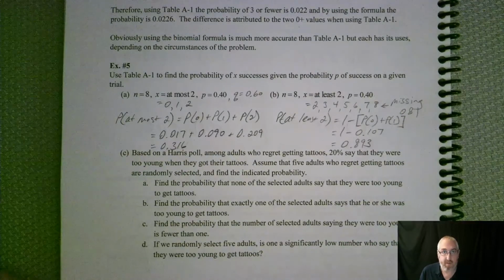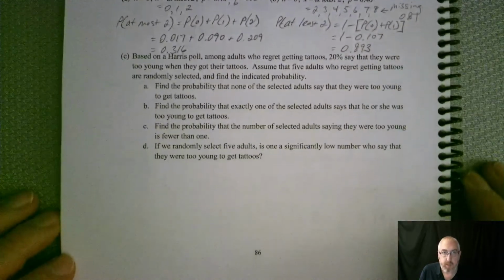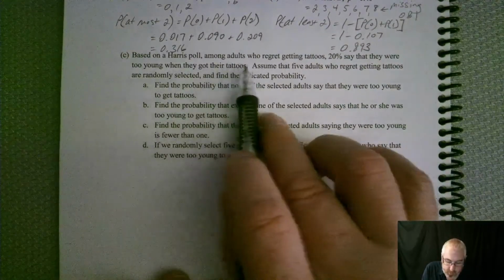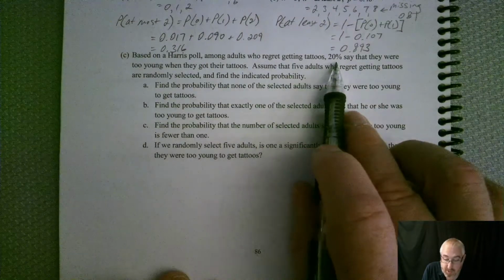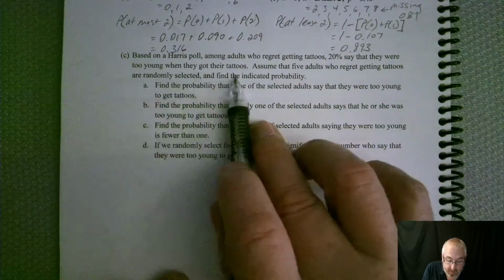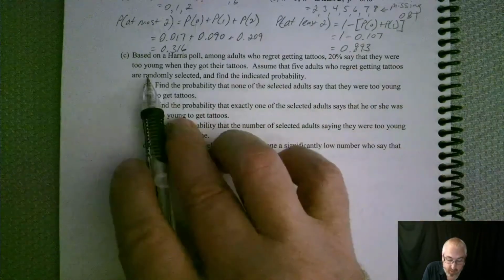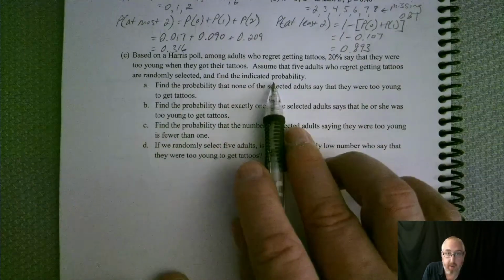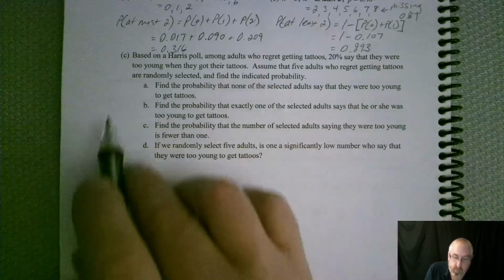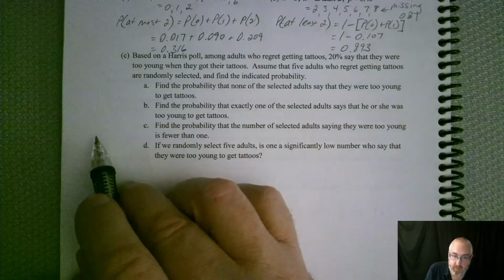Same style of questions, but just more wordy. So we have to be careful when we pick out that relevant information. So based on a Harris poll among adults who regret getting tattoos, 20% say that they were too young when they got their tattoos. Assume that 5 adults who regret getting tattoos are randomly selected and find the indicated probability. So let's maybe write down some of our relevant information over here.